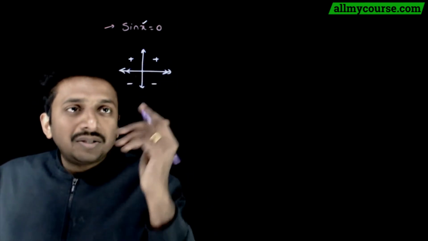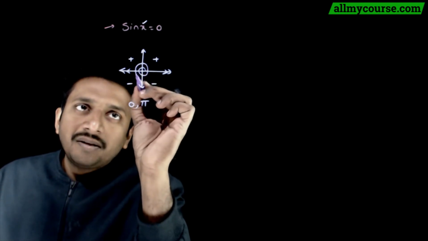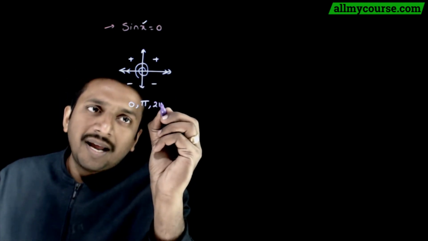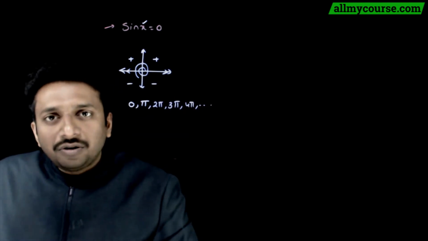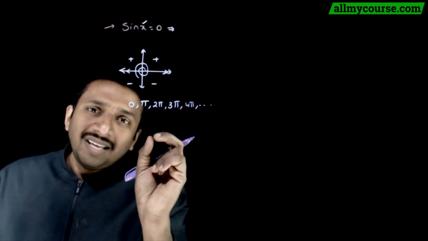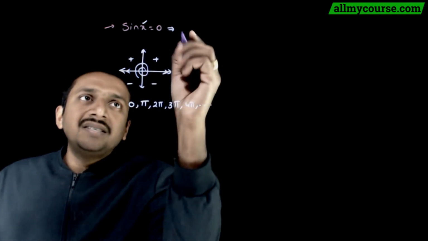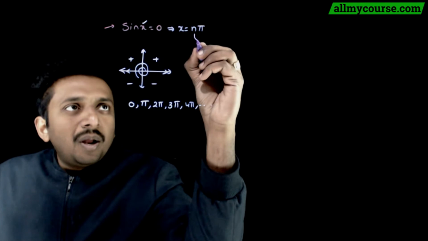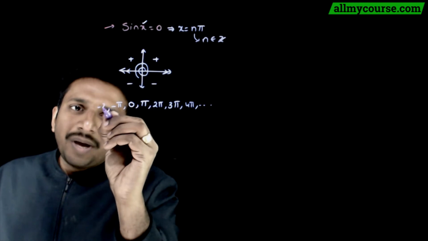So if I write all the solutions, you have 0, pi, and as you go on rotating, whenever the ray passes these two positions, you have a solution. So pi, again you have 2 pi, 3 pi, 4 pi, and so on. All these are solutions to sin x is equal to 0. If I have to write this in a standard form, can you see that all these are multiples of pi? So sin x is equal to 0 implies x is equal to n times pi, where n belongs to integers. You can also go to minus pi, minus 2 pi, and so on.